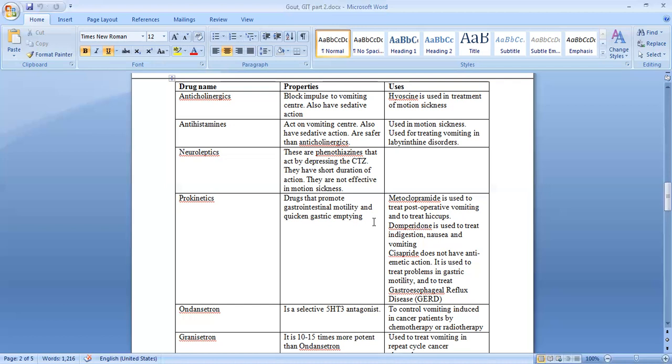Then domperidone is a very common molecule. It is used either alone or in combination with some antacids. The main purpose is to treat indigestion, nausea, and vomiting.